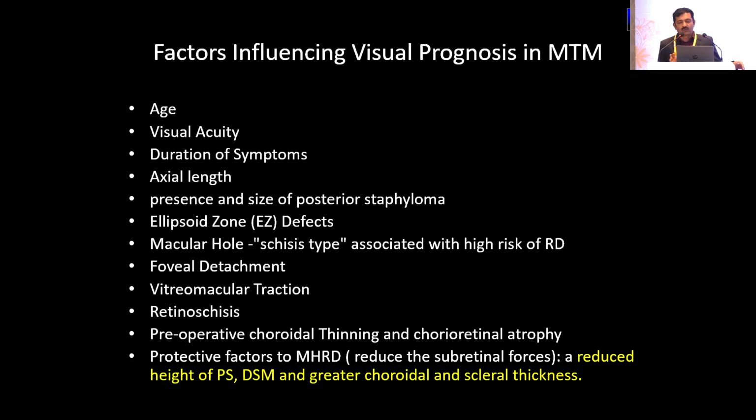So what are the factors influencing myopic traction maculopathy? One is the age, the axial length, and the presence and size of the foveal posterior staphyloma. Macular hole with schisis types are associated with a high risk of RD. Look for foveal detachment and vitreomacular tractions. But some are protective factors, like reduced height of the posterior staphyloma, associated dome-shaped maculopathy, and greater choroidal and scleral thickness. These are some of the protective factors.